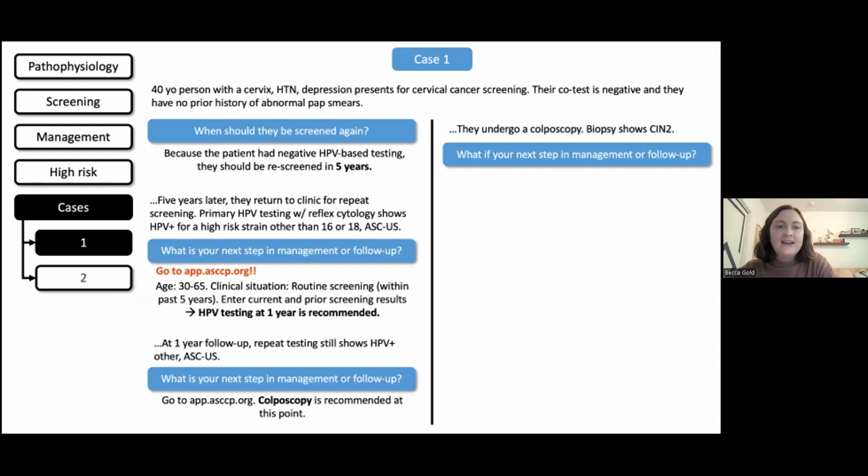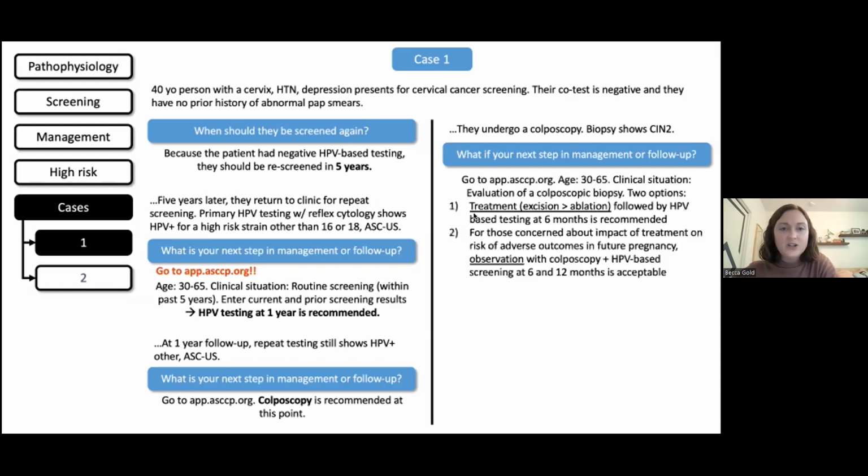I think for most of us in internal medicine, colposcopy may not be a part of our practice, although it certainly can be. But this might be more falling within the realm of our OB/GYN colleagues. And so I just want to show you this one because I think it is highlighting a different part of the app, where you will no longer use the screening section, but the evaluation of a colposcopic biopsy. And if you plug in our patient's information, it actually will give you two options for treatment.